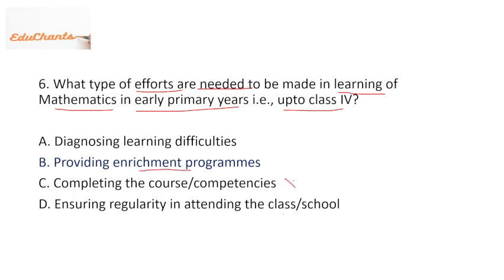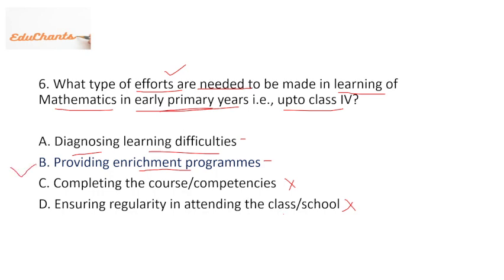Now, these two options are incorrect, but these two options are confusing. Why? Many people will think we will diagnose the problem, what problem the students are facing, and we will provide the solution. But no, here they are not asking about some problem. What efforts are needed to make in learning of mathematics in early primary years? That means what should you do to improve the learning of mathematics in primary years? So you have to provide some enrichment program.